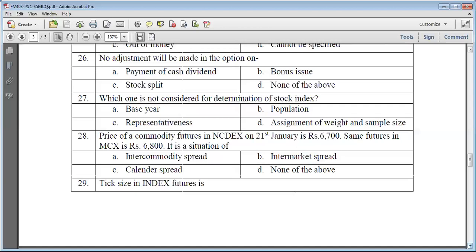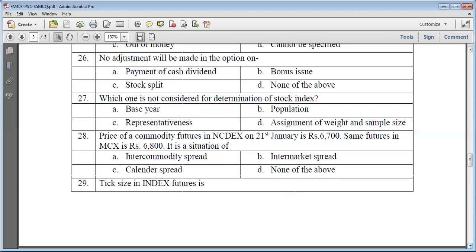Commodity future in NCDX is 6,700 and MCX is 6,800. So definitely the maturity date will differ, and when maturity date differs, it is called calendar spread. So here the correct option will be C.